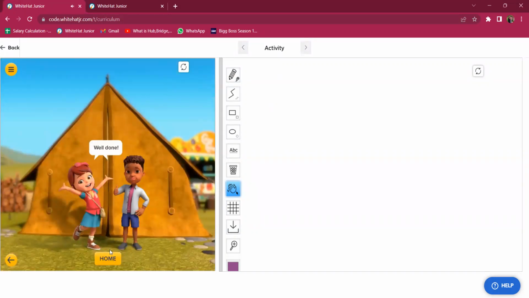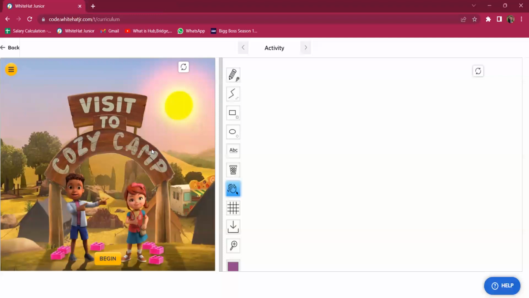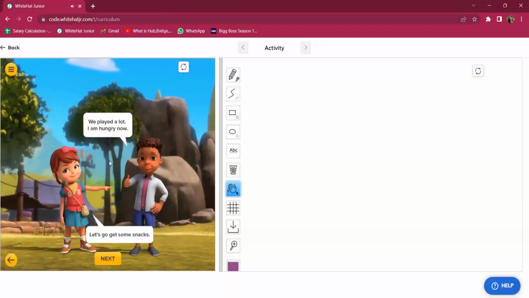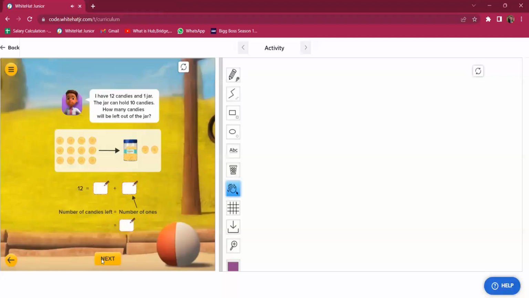So good job. Now we're going to move to the applet activity 5. Let's see what we have to do over here. Let's click on begin. We played a lot and they are hungry now, so let's eat some snacks. They have 12 candies and 1 jar. The jar can hold 10 candies. How many candies will be left out of the jar?